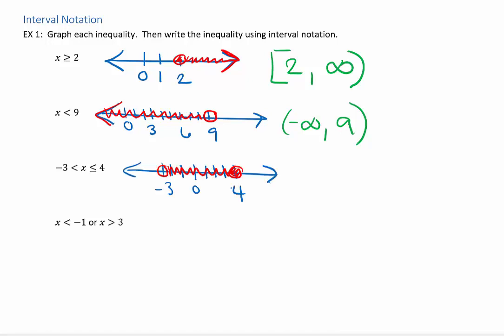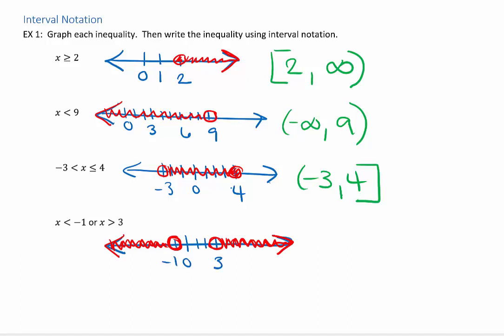This 3-part inequality, negative 3 less than x less than or equal to 4, basically means our x's are anything between negative 3 and 4. Notice I did an open circle at negative 3 and a closed circle at 4, because the 4 is included, but the negative 3 is not actually part of the interval. In interval notation, I would write this as negative 3 to 4, with the parenthesis with the negative 3, the bracket with the 4. Again, the bracket means there's a closed circle, we're including that number. The parenthesis means there's an open circle, we're not including the number.